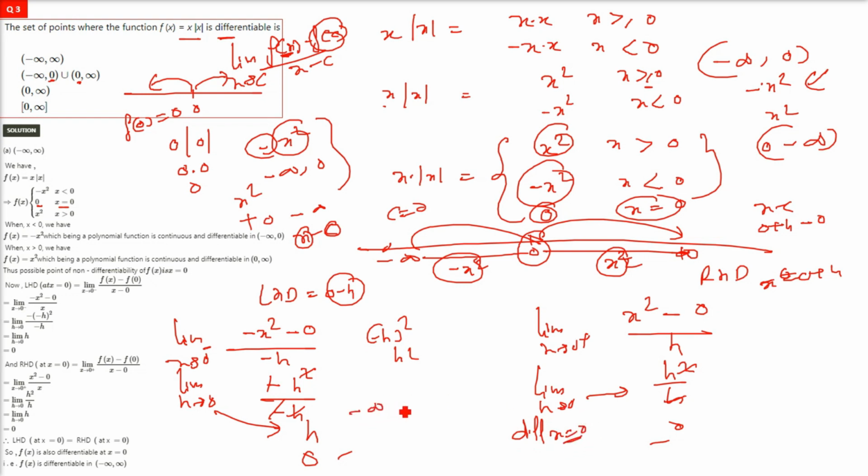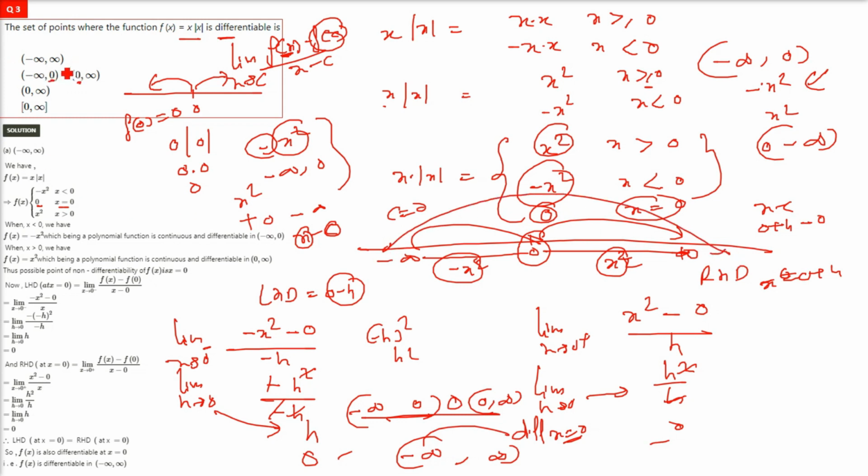It was already differentiable and continuous from minus infinity to 0, and 0 to infinity also, but we have already checked at 0. So you have to include 0. So you can safely say from negative infinity to positive infinity, it is differentiable. First option is the correct answer.